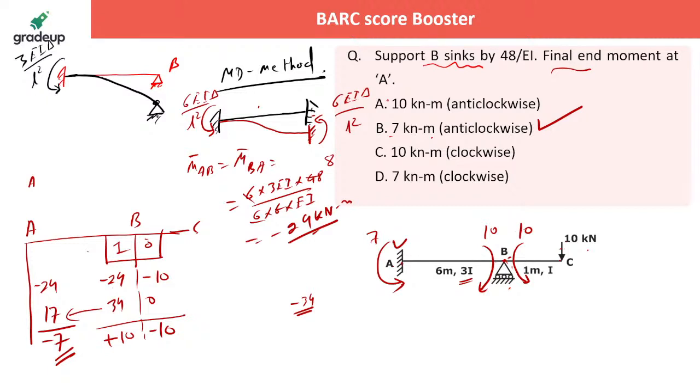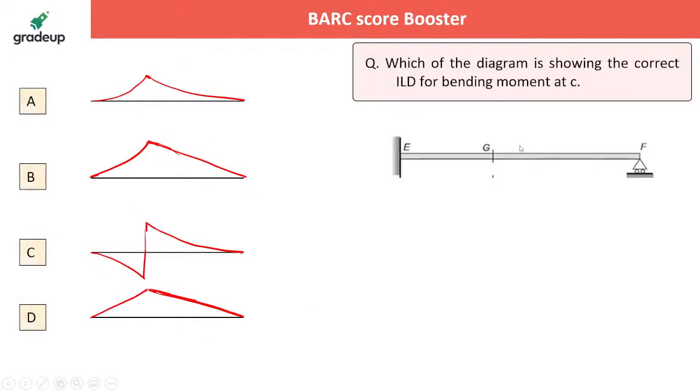Okay, now let us move to another problem. Here you have an ILD. Which of the diagrams is showing the correct ILD for the bending moment at C? To get the bending moment at C, first of all you should understand it is an indeterminate structure. So apply the Mueller-Breslau principle and tell me which one is the correct diagram showing the influence line diagram for the bending moment at C. This is the location of C. Which diagram represents the correct bending moment at C?